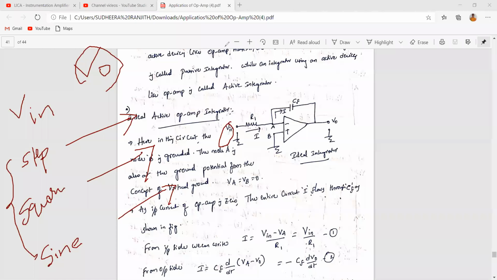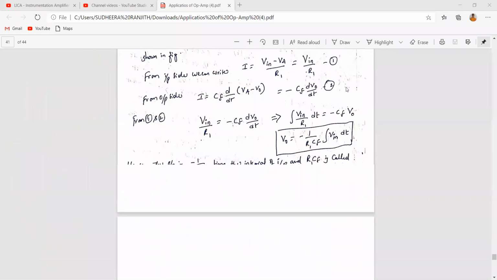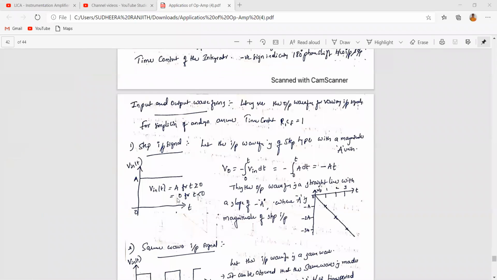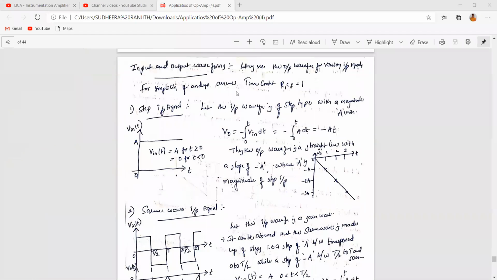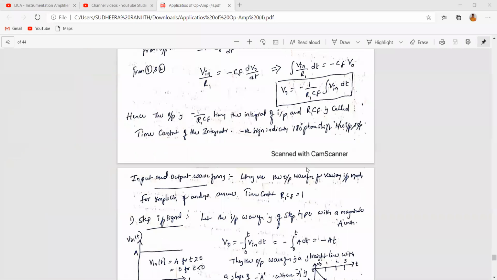Let's see. So, very important for competition exams, right? First I'm applying a step signal. For simplification of analysis, I'm taking this R1 CF as 1. For simplification of analysis I'm assuming time constant equal to 1. Is it clear? So what is the output finally?